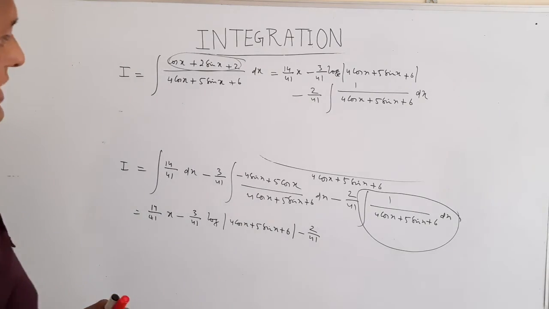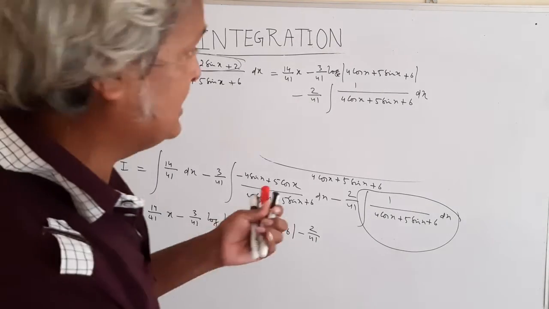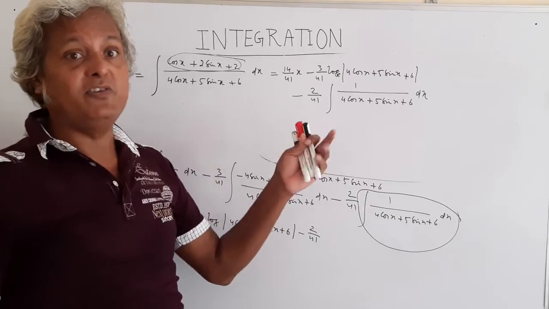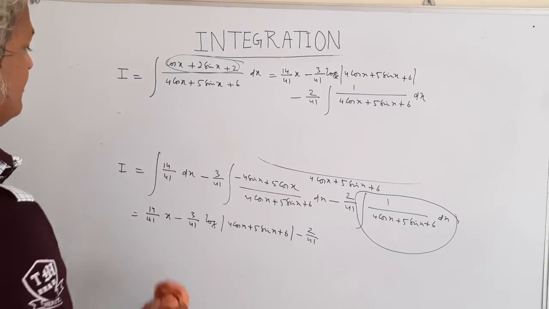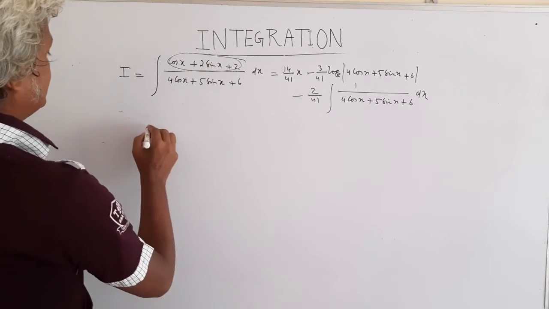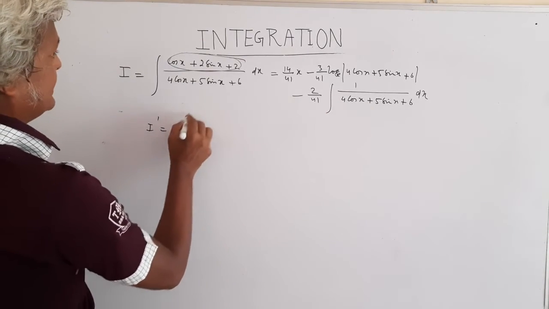Now let me clear the screen and then I'll just go fast, because this is going to fall into the form which we have just discussed in the previous video. So I'll go a little faster for this form. So I am just solving this equation. I take it as I dash and then I am going fast.